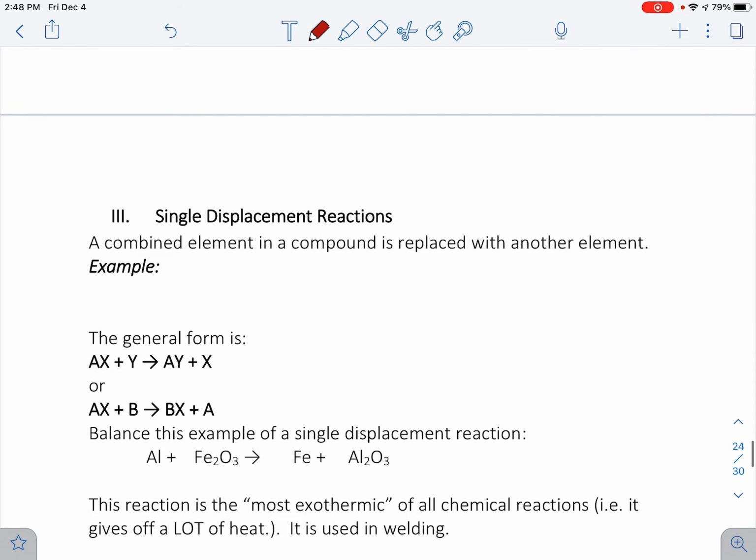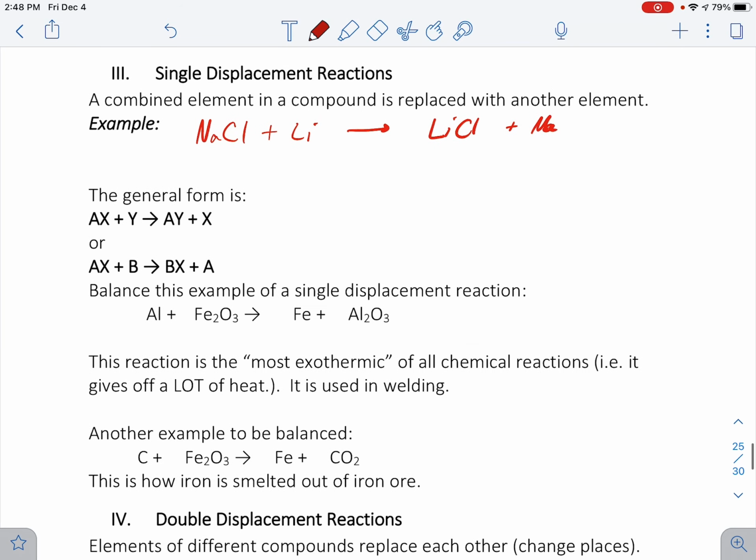Single displacement reactions. This is a type of reaction where one element is replaced inside of another one. So if you, for example, reacted sodium chloride with some lithium metal, you would get a replacement, and the lithium chloride would form and they would be left with sodium metal.